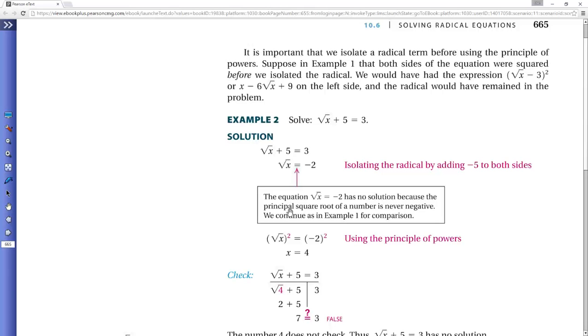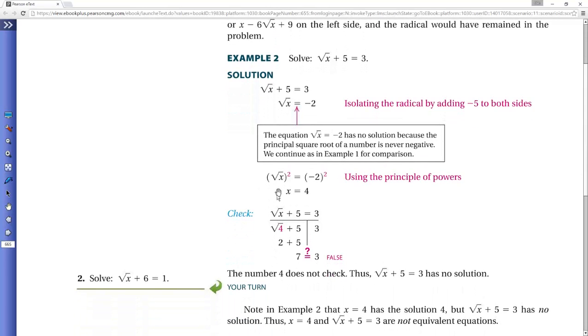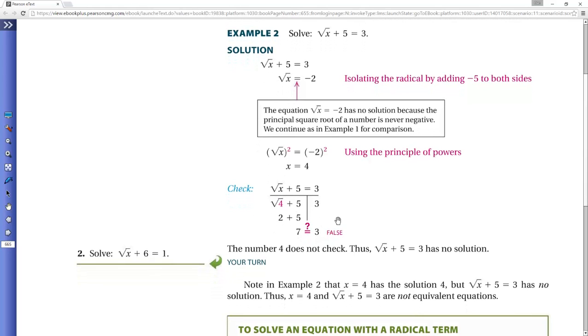We continue as in example 1 for comparison. Well, let's square both sides, and I end up with x equals 4. Well, if I put 4 in for x here, I get the square root of 4 is 2, and then 2 plus that is not 7. So we have an issue with this solution. It has caused a false solution, in a sense.